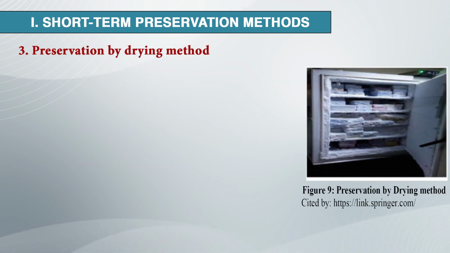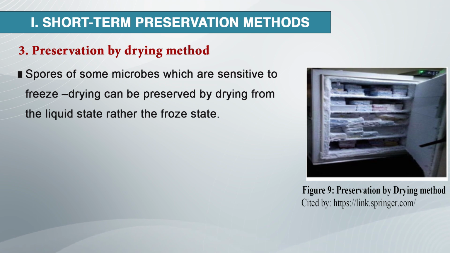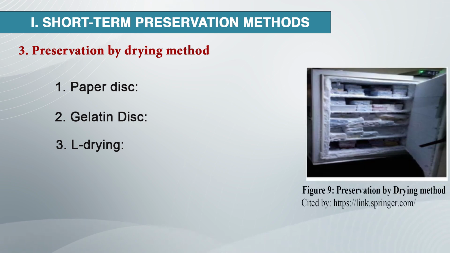Third is preservation by drying method. Spores of some microbes which are sensitive to freezing can be preserved by drying from the liquid state rather than the frozen state. Different procedures of drying method are as follows. First one is paper disc method, second one is gelatin disc, third one is L drying method.